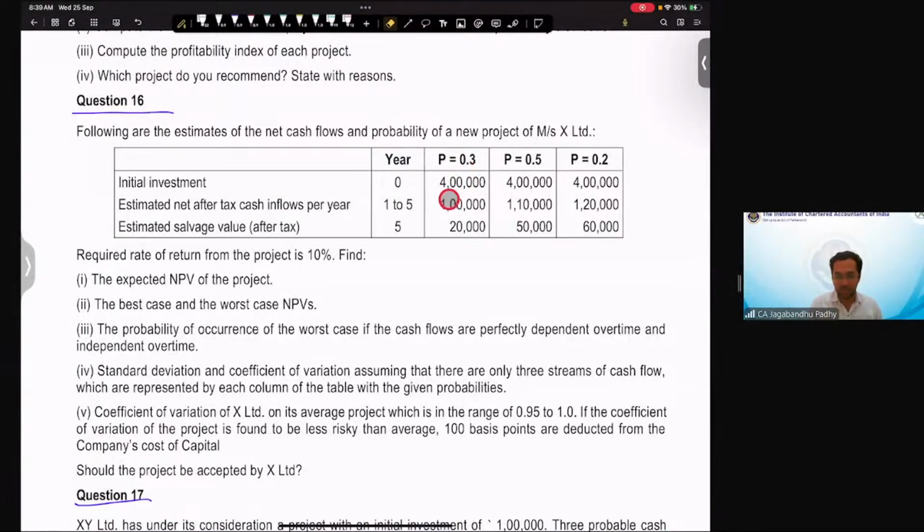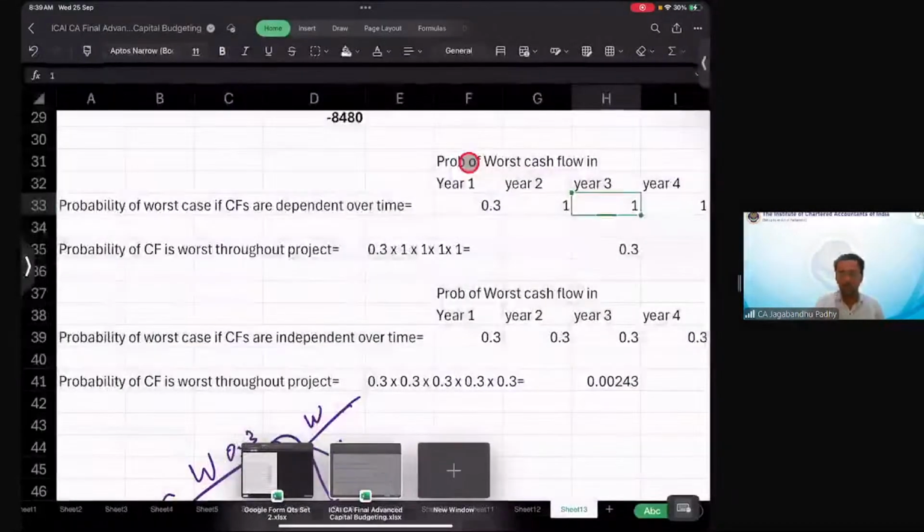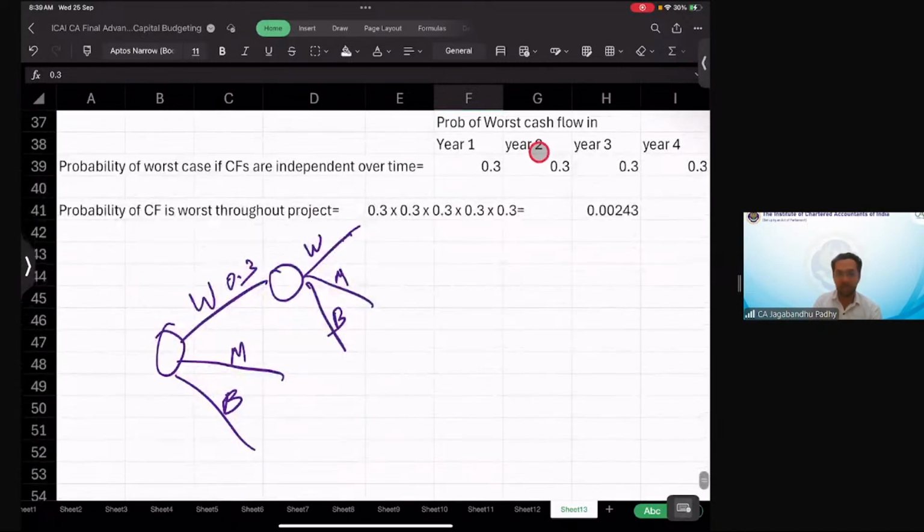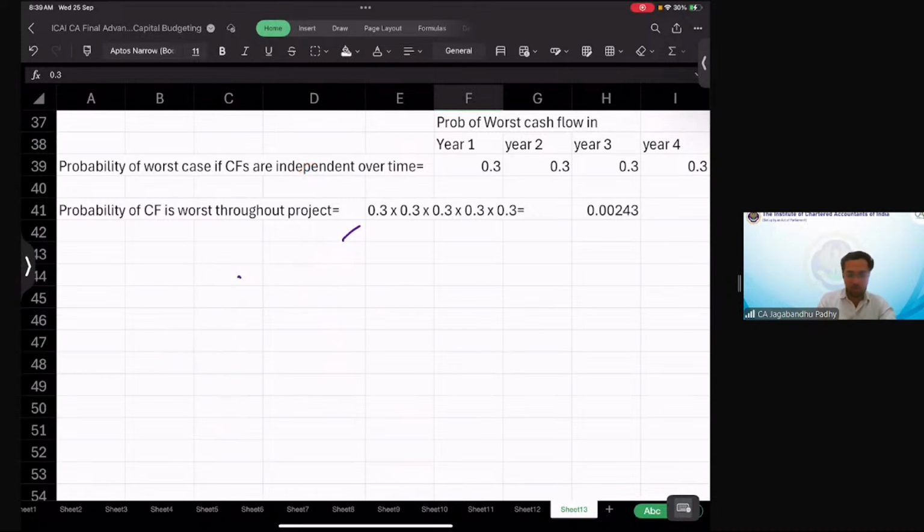So what is the probability of the worst cash flow? It is 0.3, right? Because 1 lakh is the worst cash flow that you can get. That has got a probability of 0.3. Why are you going to take 0.2? 0.2 is for the best cash flow. So 0.3 is the probability that your cash flow will be worst in year 1. And then in subsequent years, it is definitely going to be worst. So it has a multiplication factor of 1. Whereas in case of independent cash flows, every year there is a probability that your cash flow may be best, it may be worst, it may be moderate also. Okay.